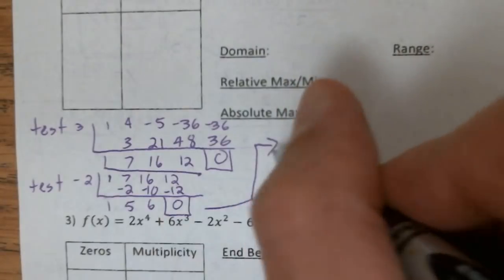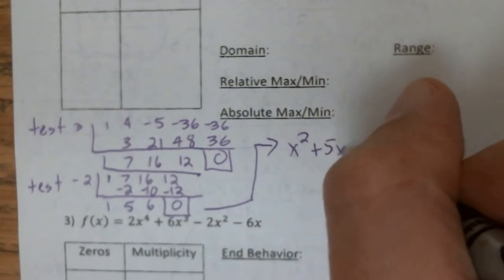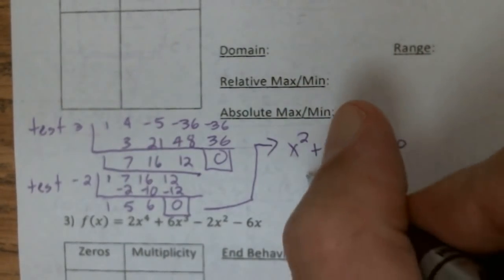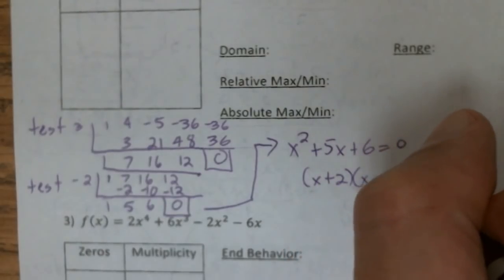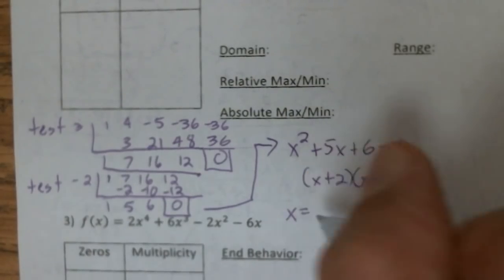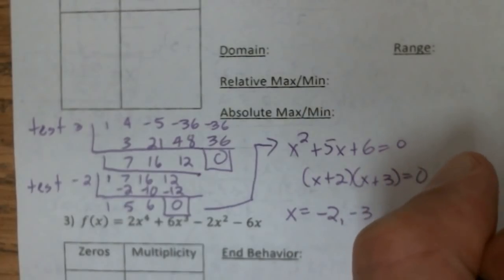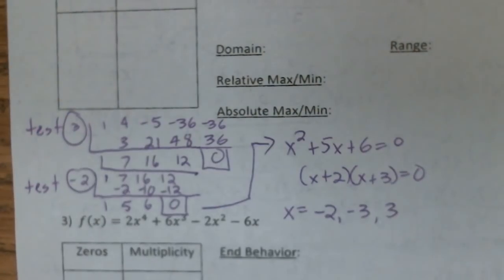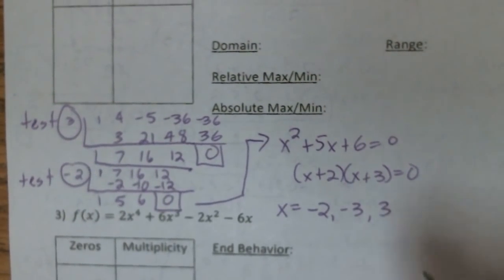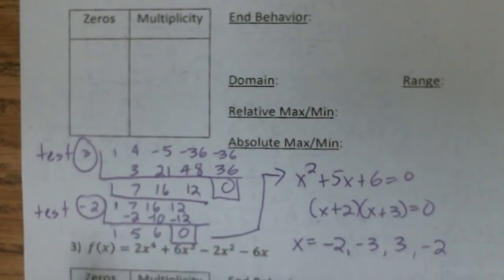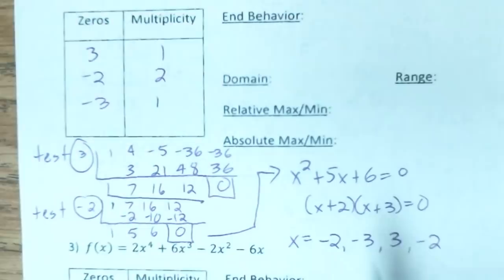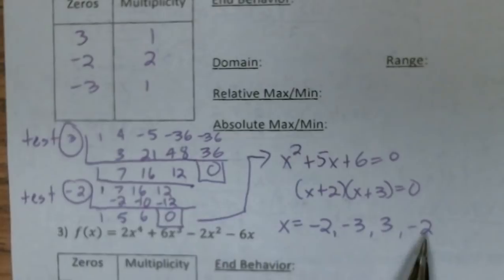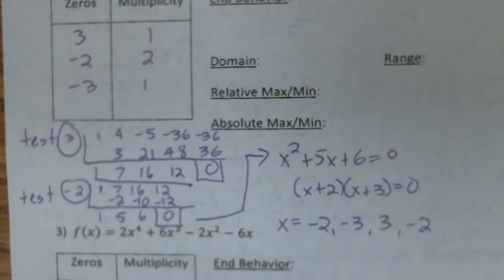So now I have x squared plus 5x plus 6. That's easily factorable. That's just x plus 2, x plus 3. So my roots, my zeros are negative 2, negative 3, the 3, but then I've got this negative 2 twice. Okay, so I'll write it out here, but up in my chart I'm going to write 3, -2, -3, and they all have a multiplicity of 1 except for the -2 because it showed up twice. It showed up when we factored it and when we tested.